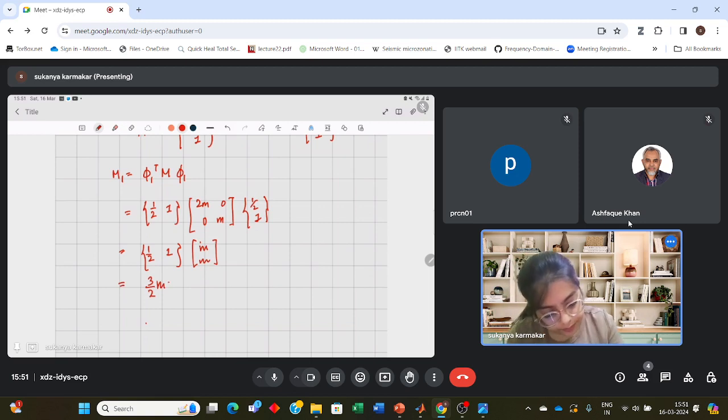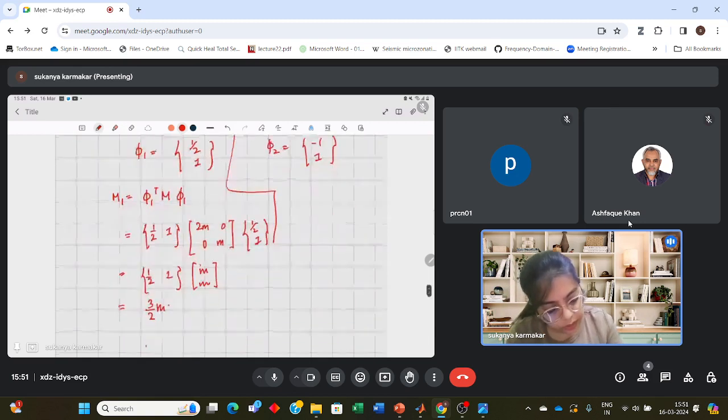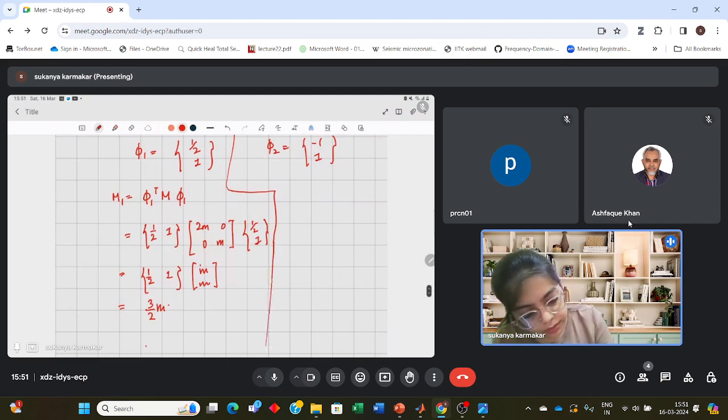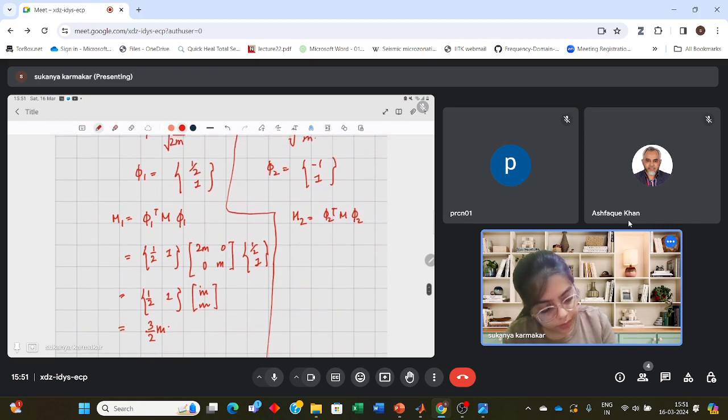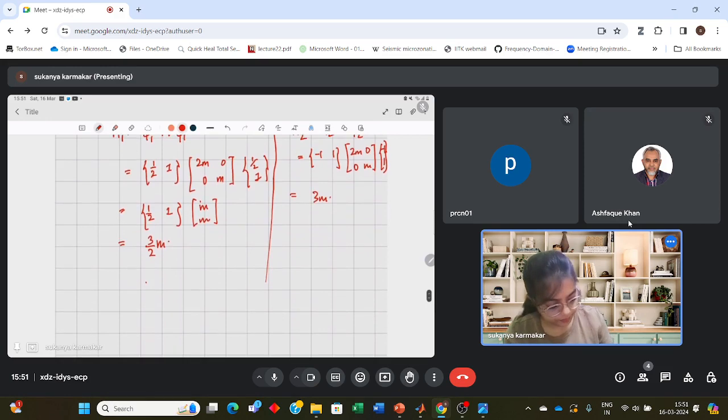Similarly, do the same math for M2, which will be phi 2 transpose m phi 2. Can someone tell me what this will be? This will be minus 1 1, 2m 0 0 m, and minus 1 1. If you solve this, you'll get 3m.